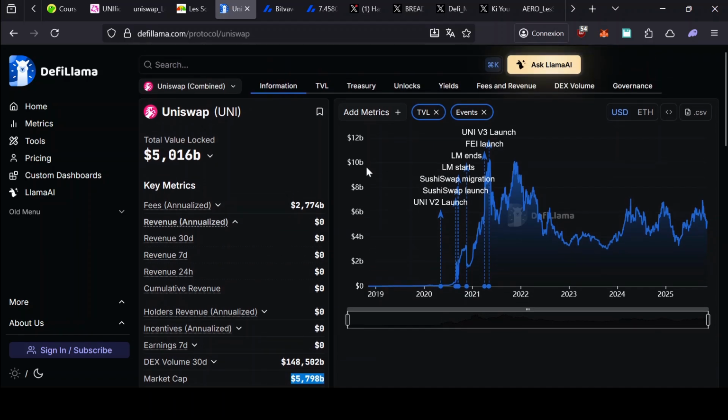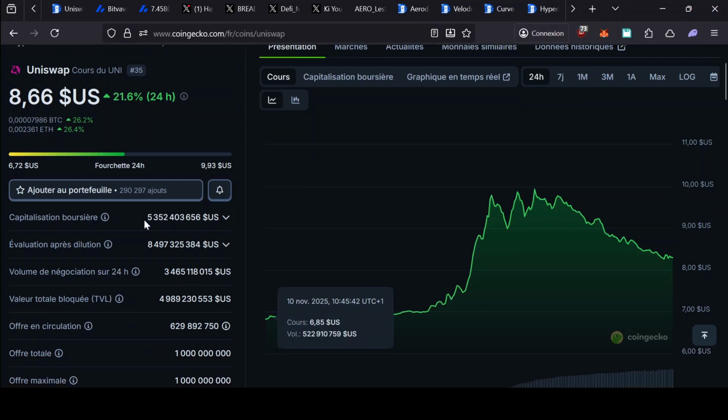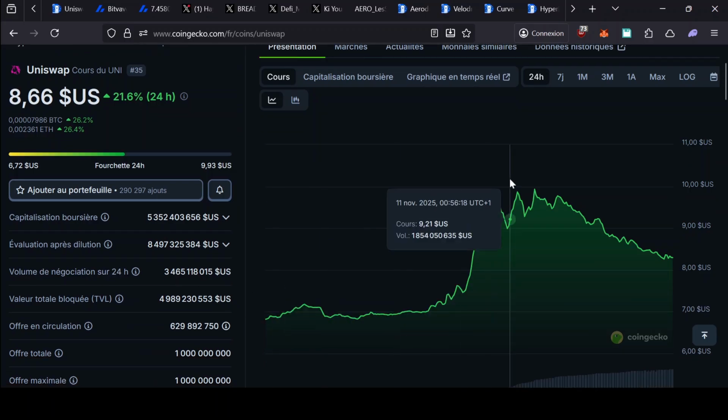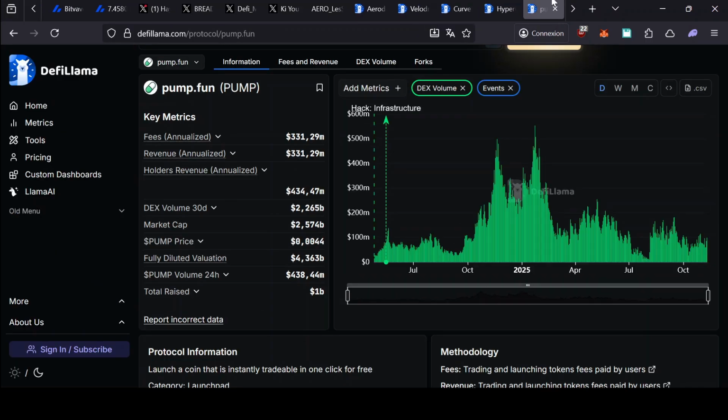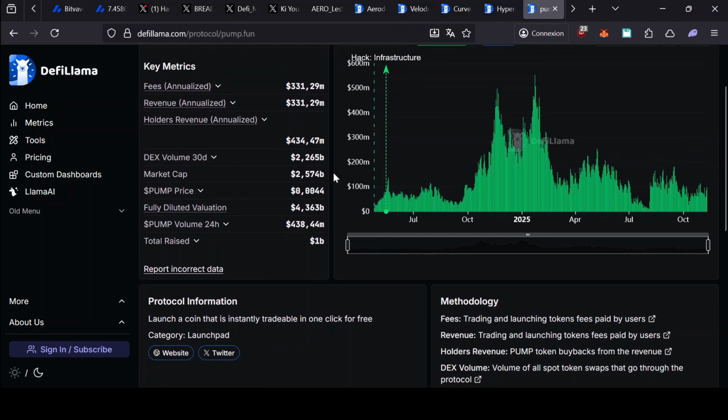So there was a pump for the Uni token just after the announcement. We saw a 21% increase, even more a few hours ago. It pumped and dropped again. I think the market is trying to find the fair price for Uniswap. Honestly, I don't see why the market cap would skyrocket unless the fees increase significantly. Uniswap is still a key protocol, but what we've learned this cycle from projects like Hyperliquid or Pump.fun, which generates tons of fees, is that size doesn't matter as much as profitability.